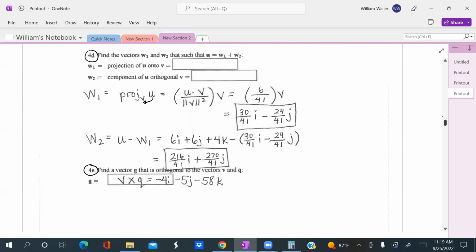I'm pretty sure this formula you're going to have to recall, so you may want to write that one down on your survival sheet. I didn't go through all the calculations here, but you can follow them on the answer key for finding the projection of u onto v.